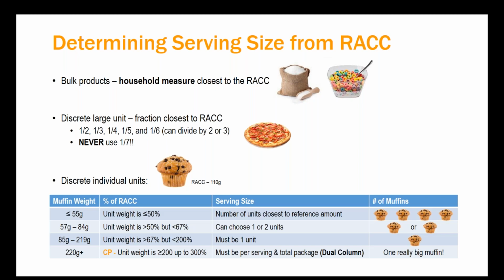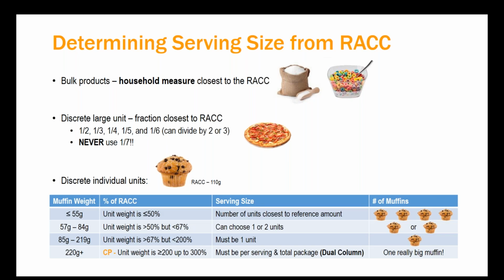Similarly, if you're making a muffin between 50 and 67%, your options for serving size are 1 or 2 units. You cannot use anything else. You can't use 1.5, you can't use 2.5. You can't use 3, 4, 5, whatever it may be. Your options are 1 or 2 muffins.